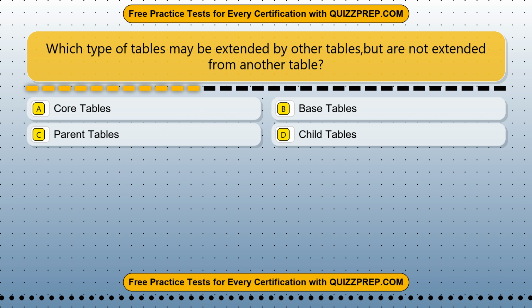Option B. Base tables. Option C. Parent tables. Option D. Child tables.